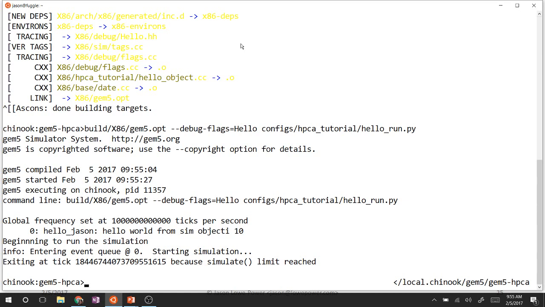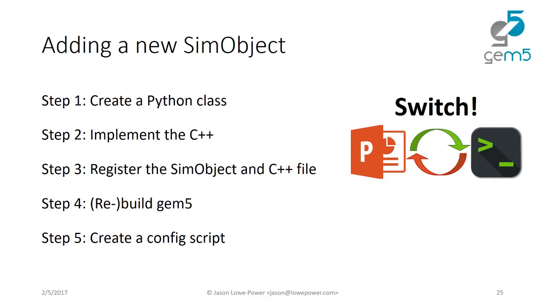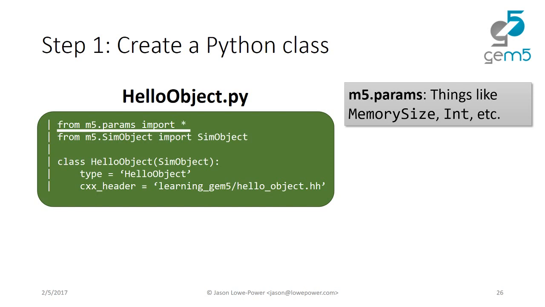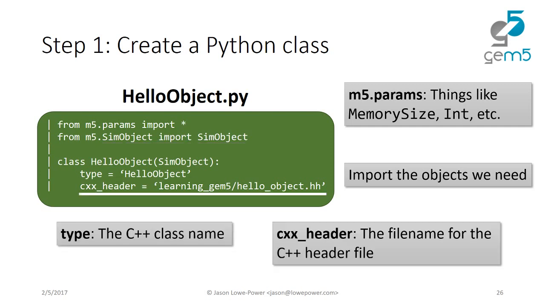Questions on that? Okay, so let's quickly go through what we just did here. Hit the highlights again, see if there are any other questions. So we created this hello object py file. These params we'll talk about more in a minute, but it has things like memory size, integers, latencies. One of the next steps we'll look at is adding parameters. Then any objects that we're going to subclass we need to import. Or you can actually have these objects as parameters as well. And then, like I said, that's the C++ class name and the header file where we defined it, which is slightly different in this example.